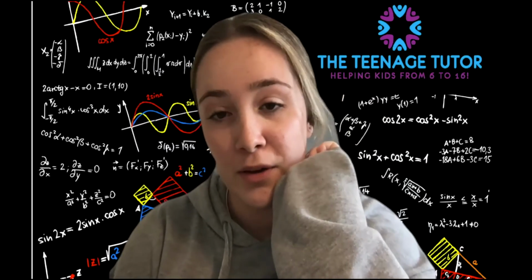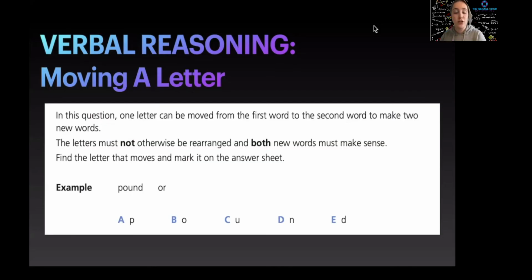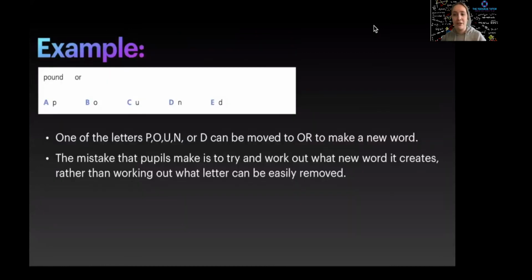We're going to go over another set of verbal reasoning questions today. This question type is called moving a letter, and what we need to do is move one letter from the first word into the second word so that both words still make sense and you haven't rearranged any of the letters. So here is that example again.